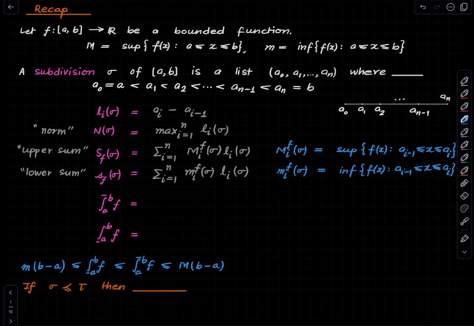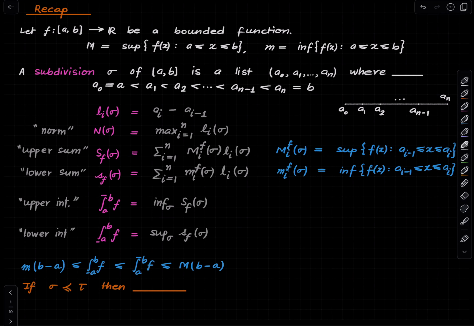And then we have the upper integral, which is the infimum over all subdivisions of the upper sum corresponding to the subdivision. So this sigma is running over all subdivisions of the interval a comma b. Now there should be a notation here that sigma belongs to all the subdivisions of the interval, but it's okay, I think you understand. Similarly, we have the lower integral. The lower integral is the supremum over all subdivisions of the lower sum.